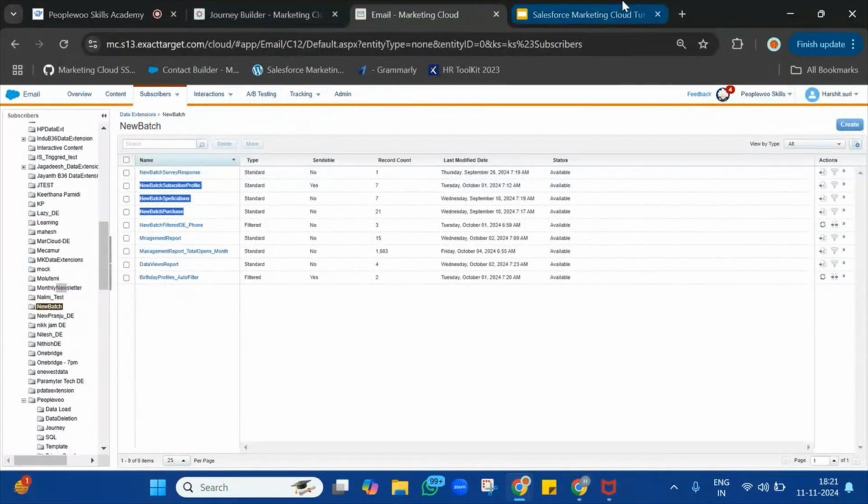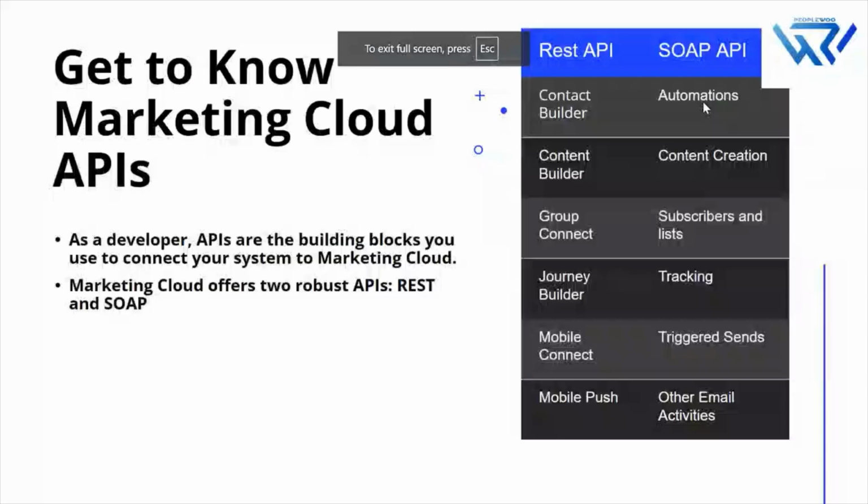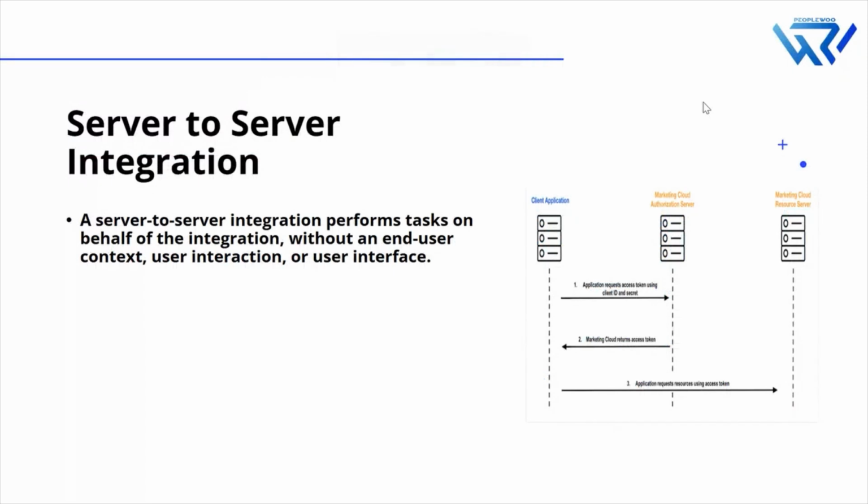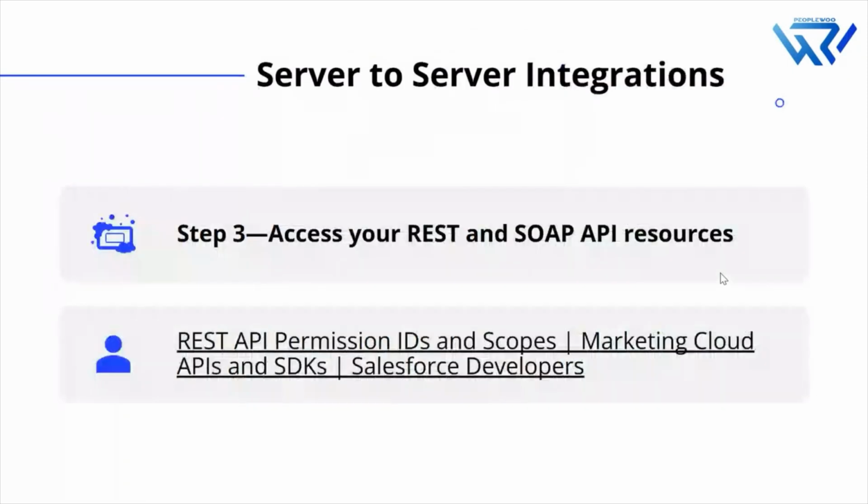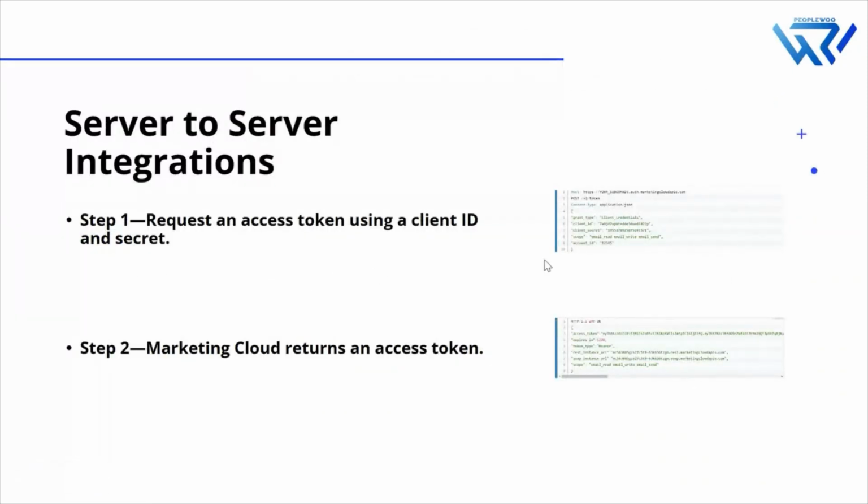Now to work with APIs, we require three things. What are the three things we require? We require client ID and client secret. What is client ID and client secret? Client ID and client secret are the client credentials which the API will use to log in, like you log into Salesforce Marketing Cloud, where you require user ID and password. The same way, APIs will log into Marketing Cloud using client ID and client secret.